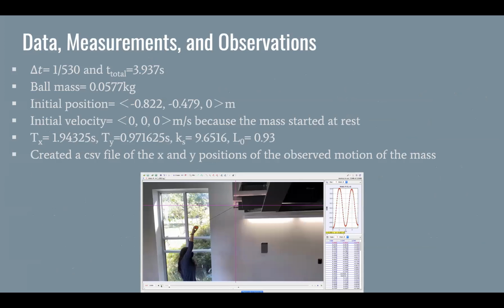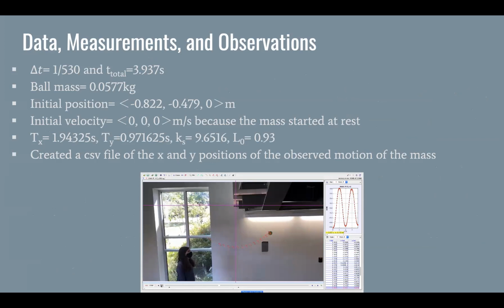When I took the video, I also used a very small delta t. I found the ball mass, the ball initial position, the initial velocity, which was 0 because the mass started at rest, the periods, where the x period was actually bigger than the y period, the spring constant, and L naught, and I created a CSV file of the x and y positions of the observed motion of the mass. Also, as you can see in this video, the ball moves in a pendulum, and it shows the graph for the x direction over time and a table of the x and y directions over time.